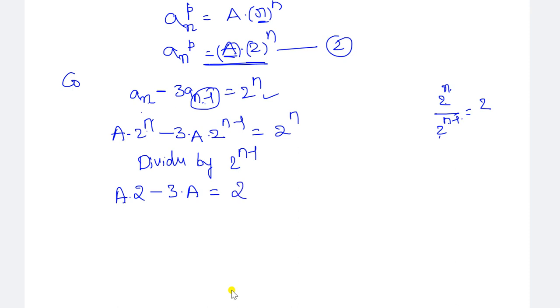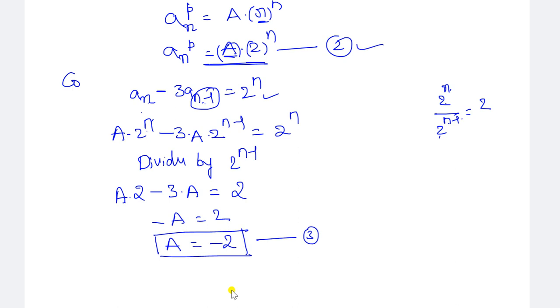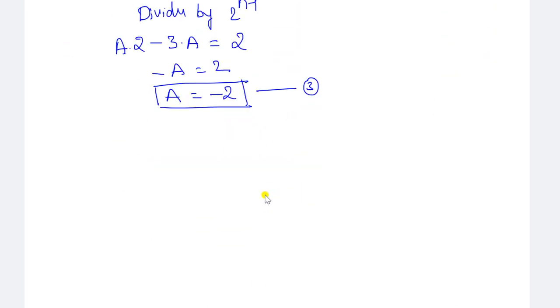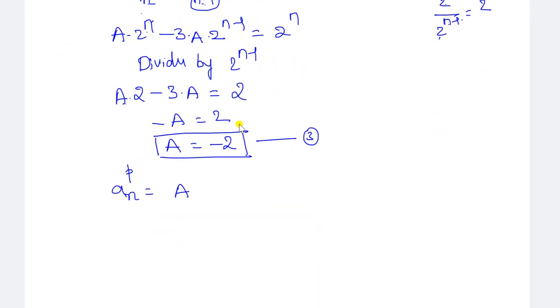Then 2a minus 3a, what is that? Minus a equal to 2. So what is the a value? Minus 2. So you got the value a equal to minus 2. So substitute this value in this second equation so that we get the particular equation. Substitute the a value in the particular equation, that is a into 2 to the power of n. So here minus 2 into 2 to the power of n is our particular equation.